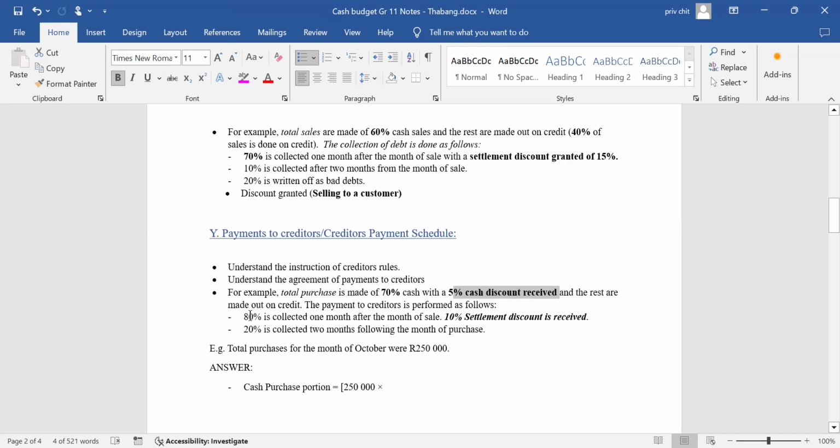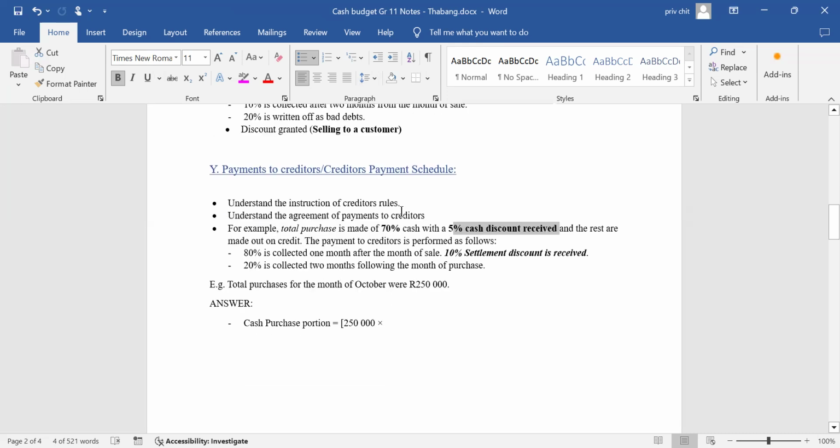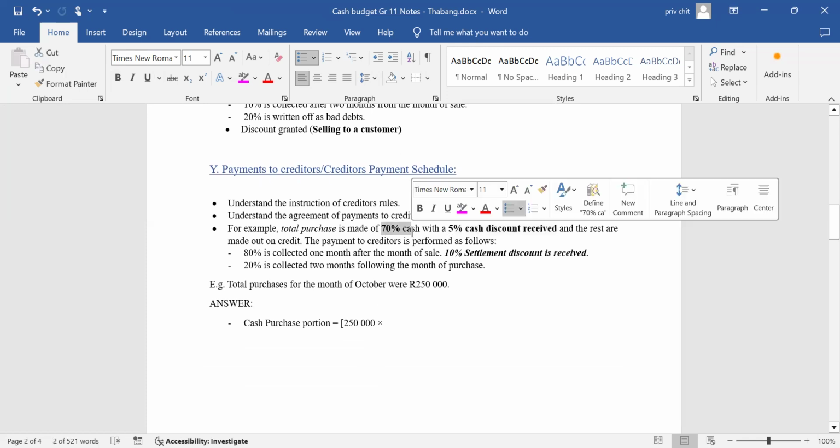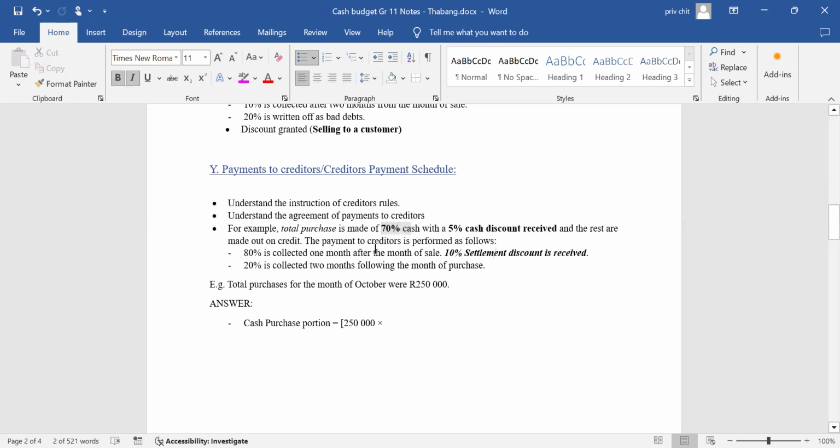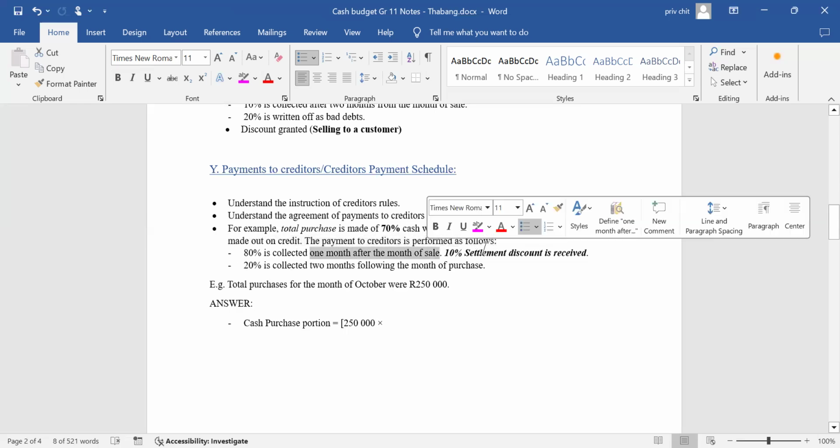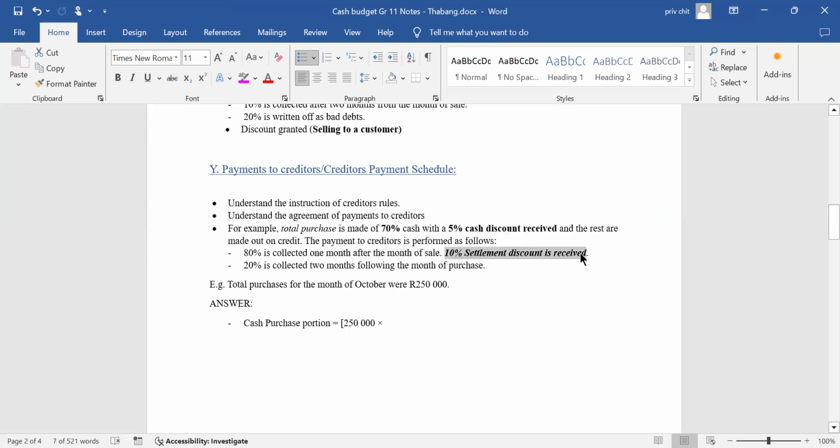All right. So I think I was illustrating with the examples here. Obviously, if the cash purchases was 70%, how much was the credit purchases then? It will be 30%. And guess what they'll do? They'll tell you how payments to credit are collected: 1 month after the month of sale, and they maybe say 10% settlement discount is received, and then the rest is collected 2 months afterwards.